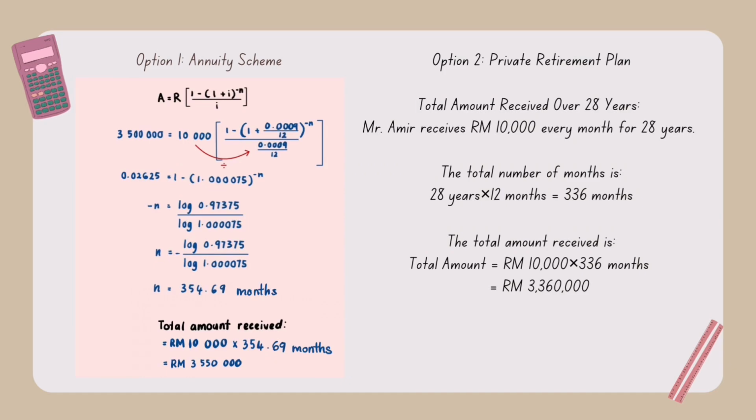For option 2, private retirement plan, the total amount received over 28 years is: Mr. Amir received 10,000 ringgit every month for 28 years. The total number of months is 28 years times 12 months, and we will get 336 months. Next, the total amount received is 10,000 ringgit times 336 months, and the answer is 3,360,000 ringgit Malaysia.